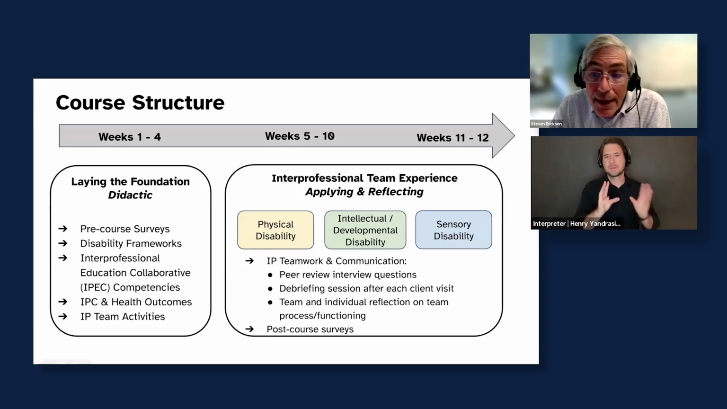After each client meeting, the interprofessional student team debriefed by sharing their reflections and submitting a team reflection. And then after that, students submitted individual reflections for each disability module. For these client sessions, students completed didactic learning on the IPEC competencies, the social determinants of health, and the social model of disability framework, along with team building and communication skills practice.